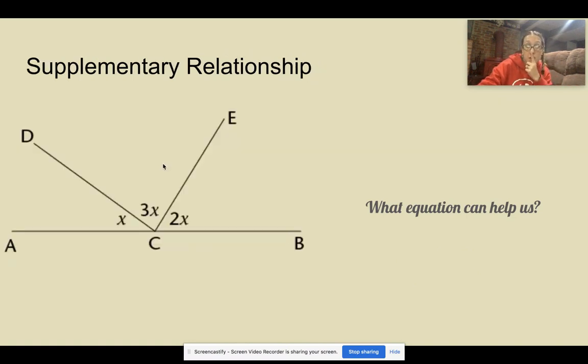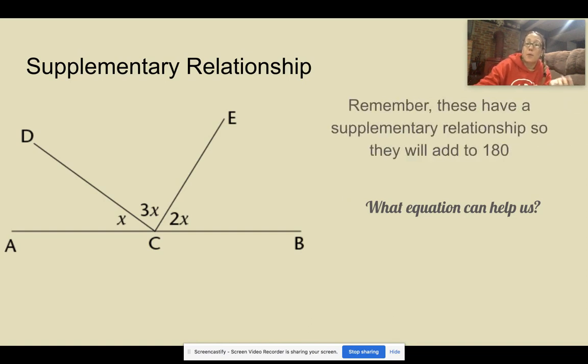Supplementary relationship. Remember, two or more angles that combine. And what do they combine to do? They're making this straight line here. When you put these all together, you get this beautiful straight line. So we are remembering that these supplementary relationships mean that they're going to add to 180 degrees, right?